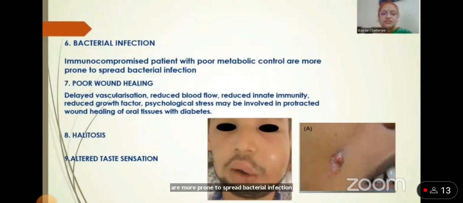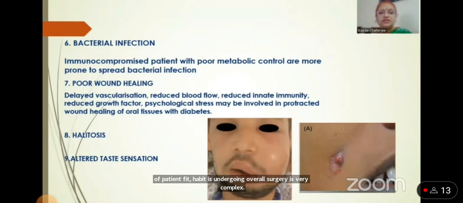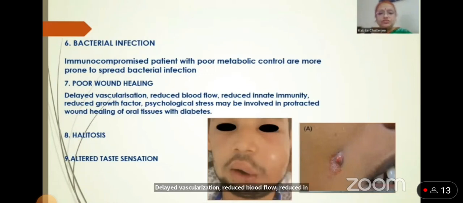In diabetes mellitus, wound healing is very poor due to poor soft tissue regeneration and delayed osseous healing. Now, these complications are very much prevalent in oral surgical procedures. So, management and treatment of patients with diabetes undergoing oral surgery is very complex. Delayed vascularization, reduced blood flow, reduced innate immunity, reduced growth factors, and psychological stress may be involved in protracted wound healing of oral tissues with diabetes mellitus.